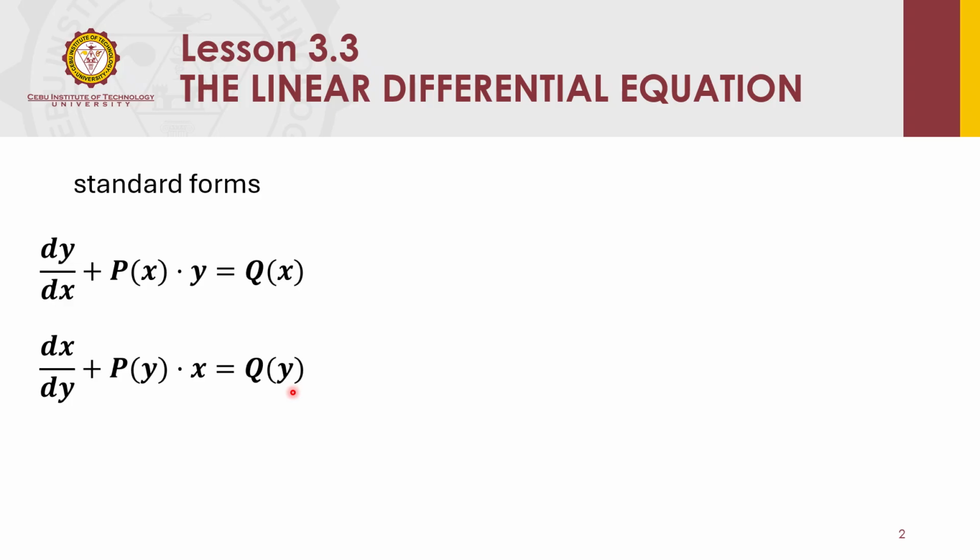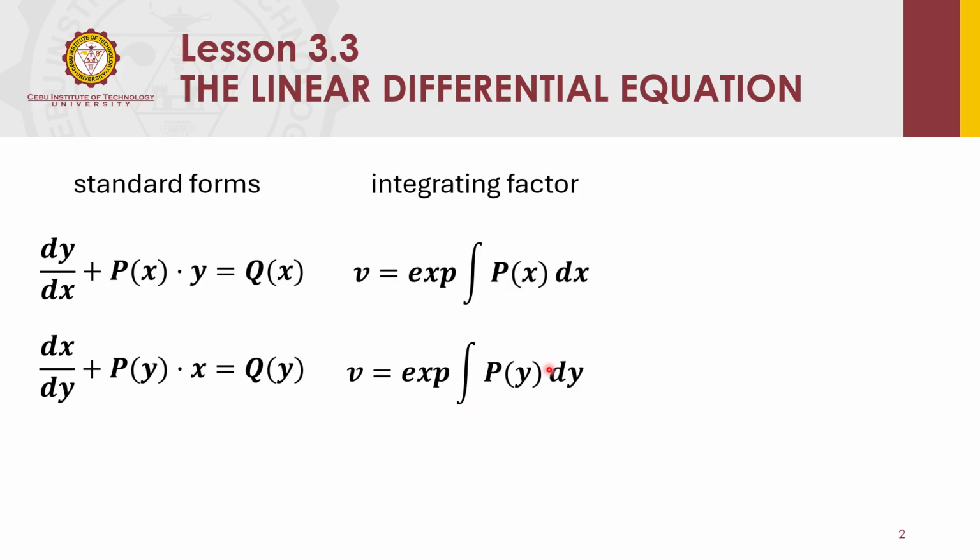So here are the corresponding integrating factors. For the first one, where y is the dependent variable, it's e to the integral of p of x dx. And for the second one, it's e to the integral of p of y dy. We're going to use that integrating factor in finding the general solution to the differential equation.